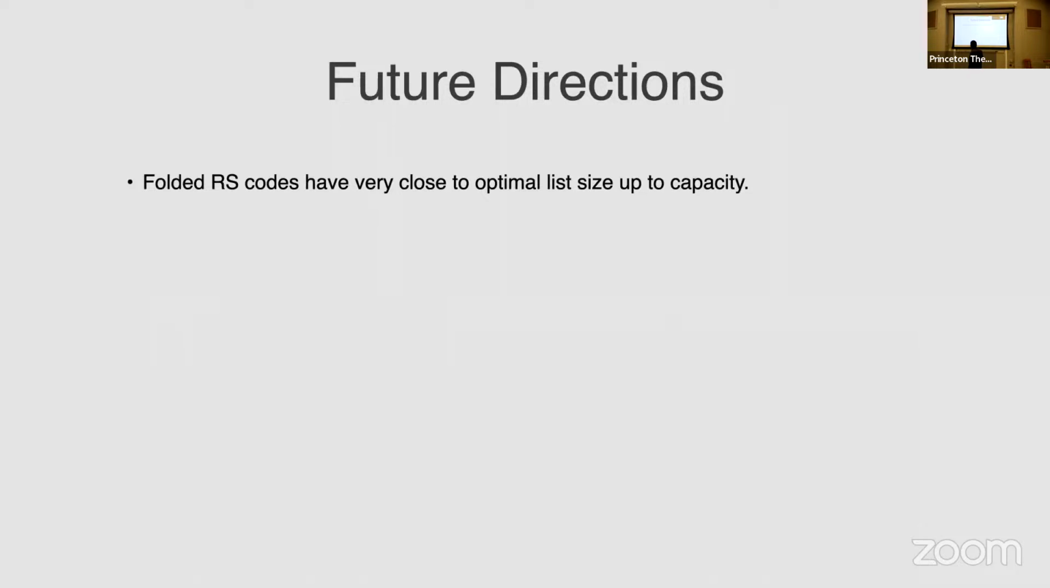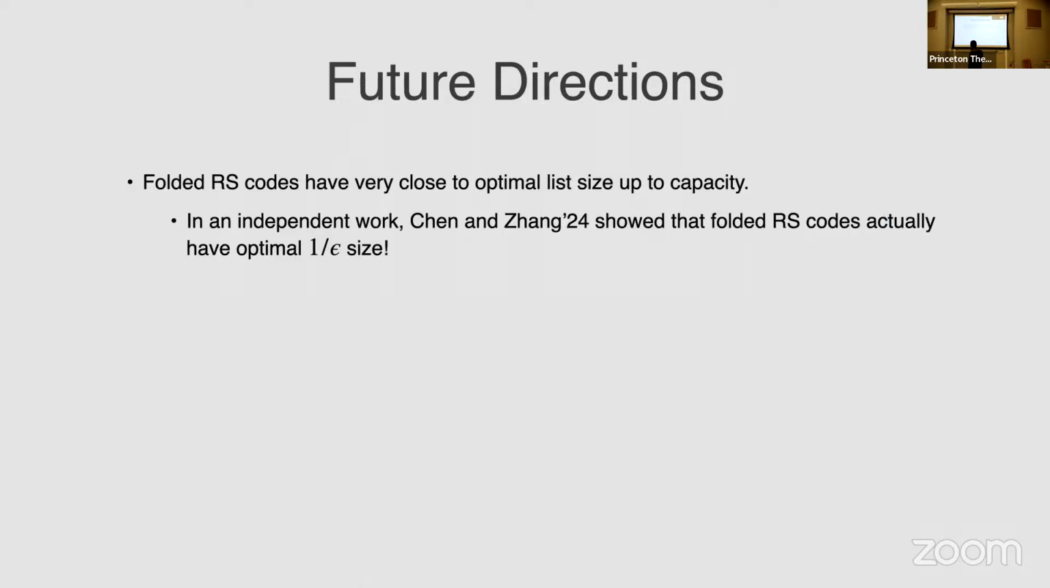What we showed was that folded Reed-Solomon codes have very close to optimal list size. They're 1 over epsilon squared. So in an independent work, Chen and Zhang actually showed that they have optimal size, 1 over epsilon, which is the best we can do. They use different techniques. They also use the folded Wronskian determinant, but the rest of the techniques are quite different. I don't know if this technique can be extended to get this optimal list size or not.